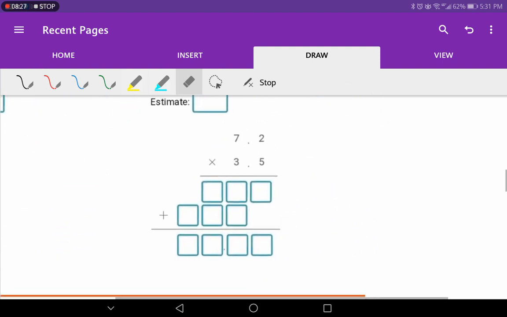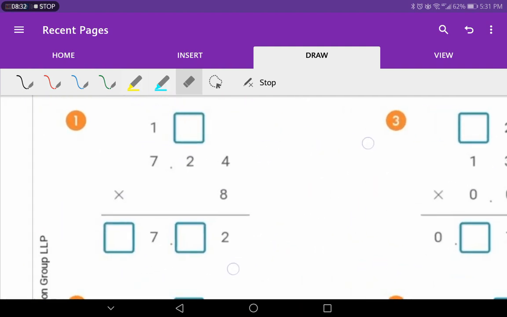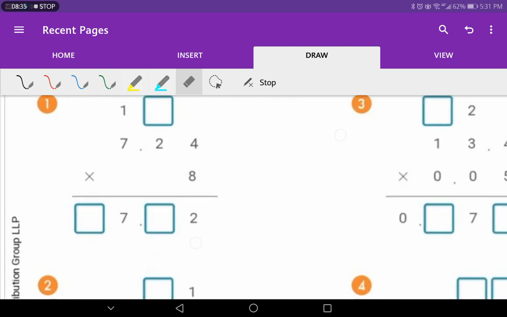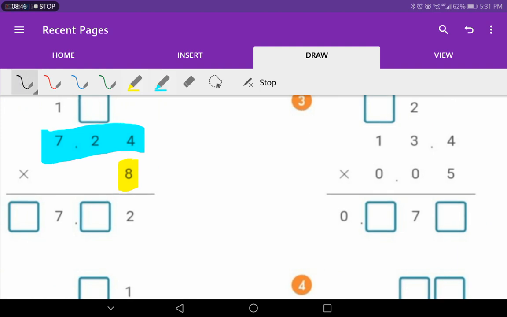So I will leave those equations for you, and go to the practice here. Actually, he asked me to multiply 8 by 7.24. I will take it beside here. I will not stick with him. I take it in my copybook. I will write the number 724 without the decimal point and 8 down. And I start multiplying.